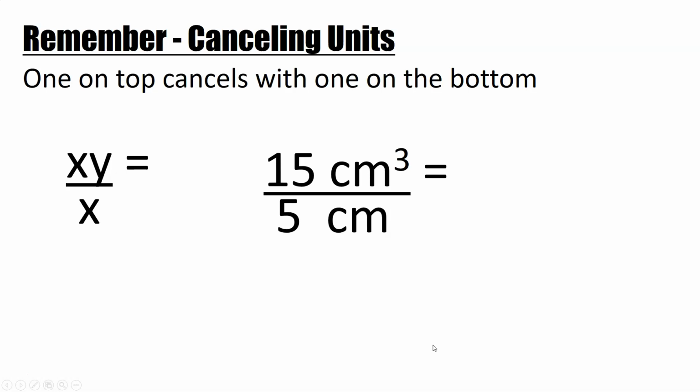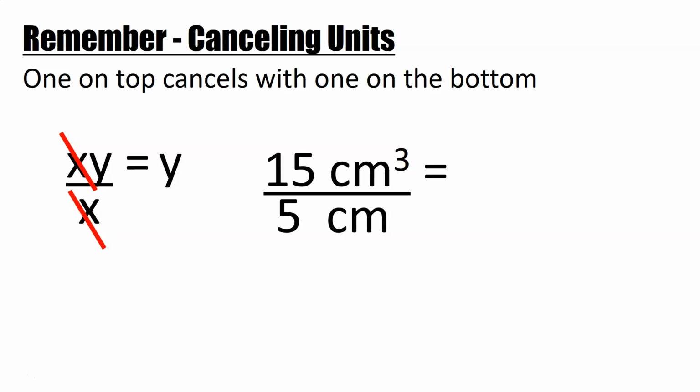So in math class we learned that you can cancel things. If you have one on top and one on the bottom, they can cancel. On the left you can see 1x on the top, 1x on the bottom cancels out, and it leaves you with just y. Units are the same way. We have to make sure that we cancel units out.